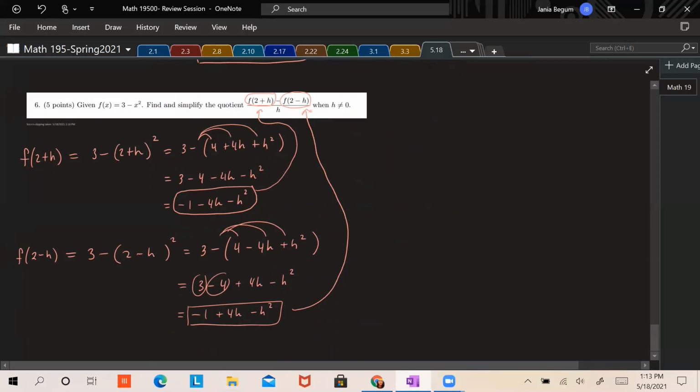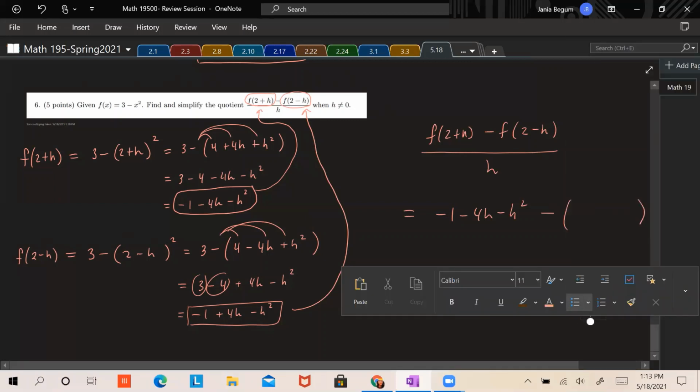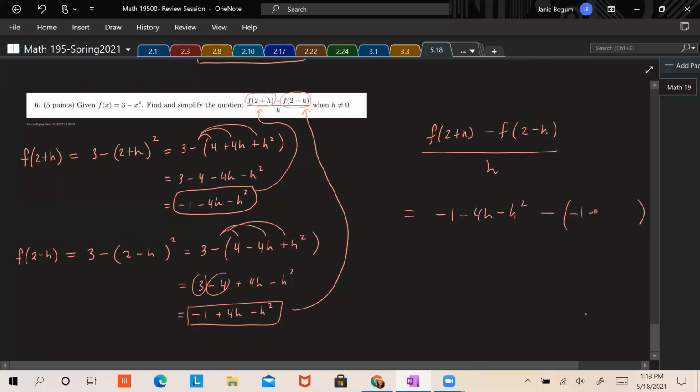And then we divide everything by h. So we have f of 2 plus h minus f of 2 minus h all over h, and we found those components. F of 2 plus h is the first box we found, that's negative 1 minus 4h minus h squared. And then we're taking away f of 2 minus h, which is the last box we found, and you need parentheses because it involves more than one term. So that's minus negative 1 plus 4h minus h squared all over h. That's the setup. And then here we're going to distribute the negative out to simplify this completely.